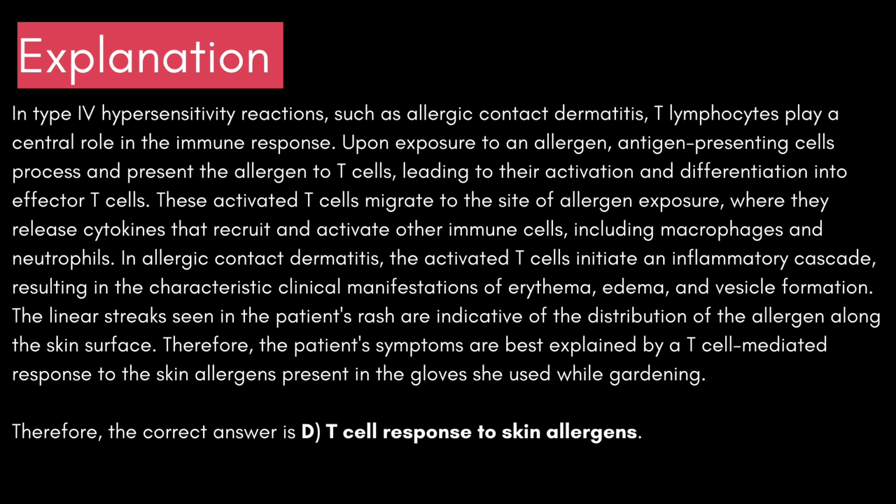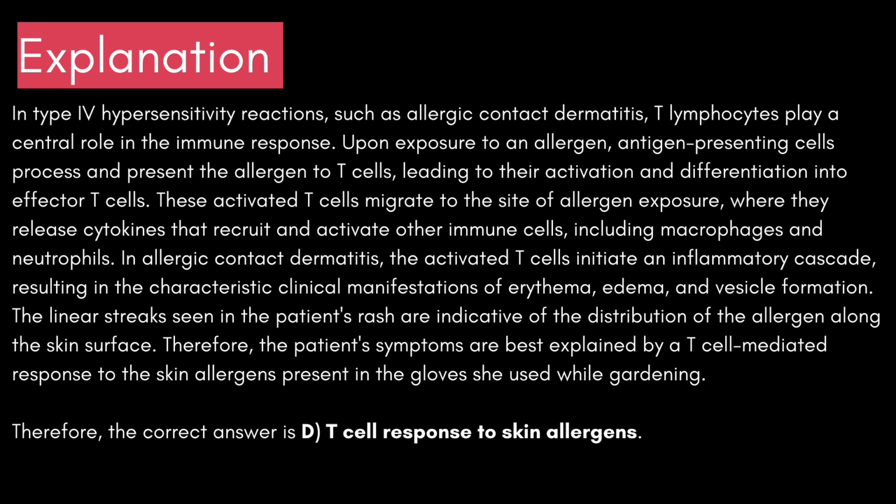In allergic contact dermatitis, the activated T cells initiate an inflammatory cascade, resulting in the characteristic clinical manifestations of erythema, edema, and vesicle formation. The linear streaks seen in the patient's rash are indicative of the distribution of the allergen along the skin surface. Therefore, the patient's symptoms are best explained by a T cell mediated response to the skin allergens present in the gloves she used while gardening. Therefore, the correct answer is D, T cell response to skin allergens.